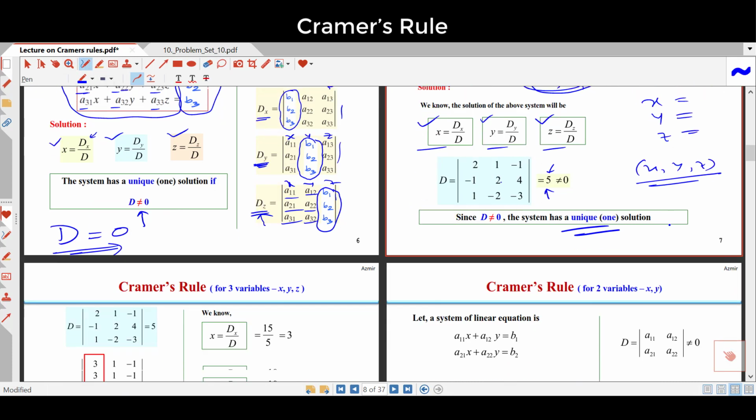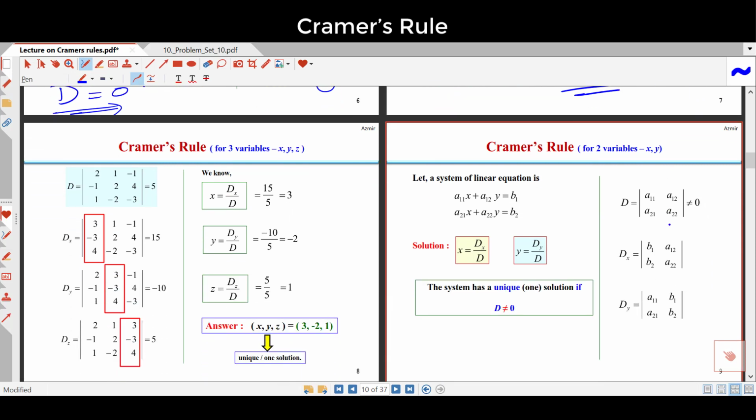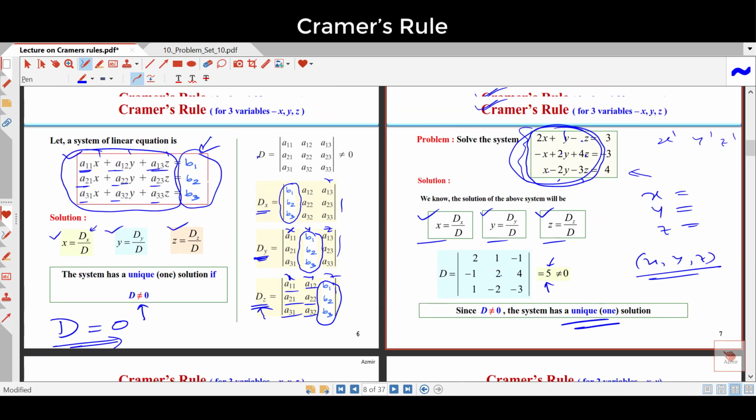So as we have found that the determinant of the left side coefficient matrix is 5, now let's find D sub x, D sub y, D sub z. So what is D sub x? D sub x is just the same as D, but in the first column, that is the x column, you have to input the right side values, that is 3, minus 3, 4.